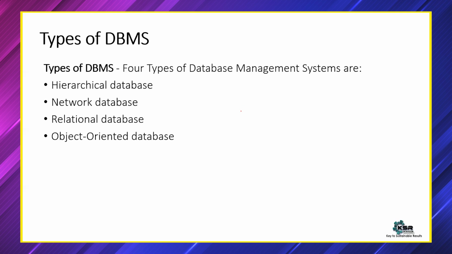Now, there are four different types of database management systems. What are all these four DBMS? Most of the times, we always go with the relational database. Now, what do you mean by relational? How is it different from these three? We would be seeing the relational at the end. We would be starting with the first three, that is hierarchical, network, and object oriented.